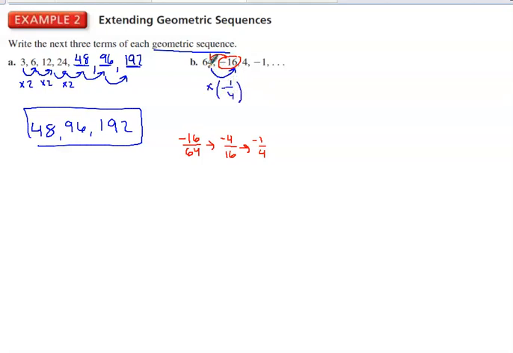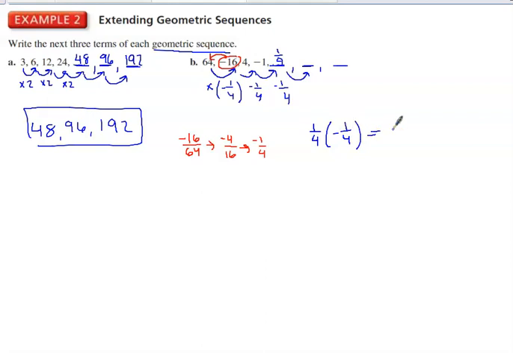So -1/4 of 64 will give us that -16, times another -1/4 would give us 4, times another -1/4 would give us -1. Then to continue multiplying, we'll find our next 3 numbers. So -1 times -1/4 would be +1/4.